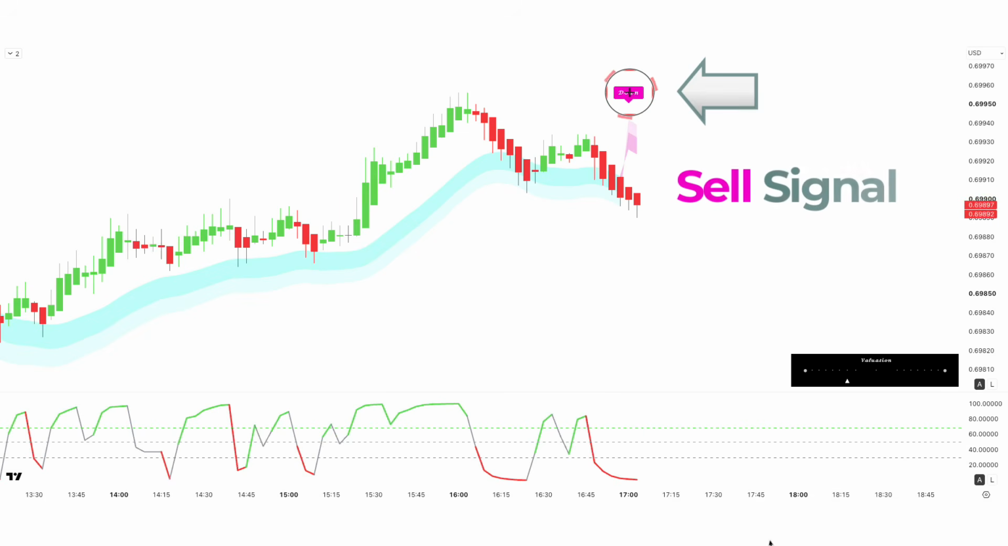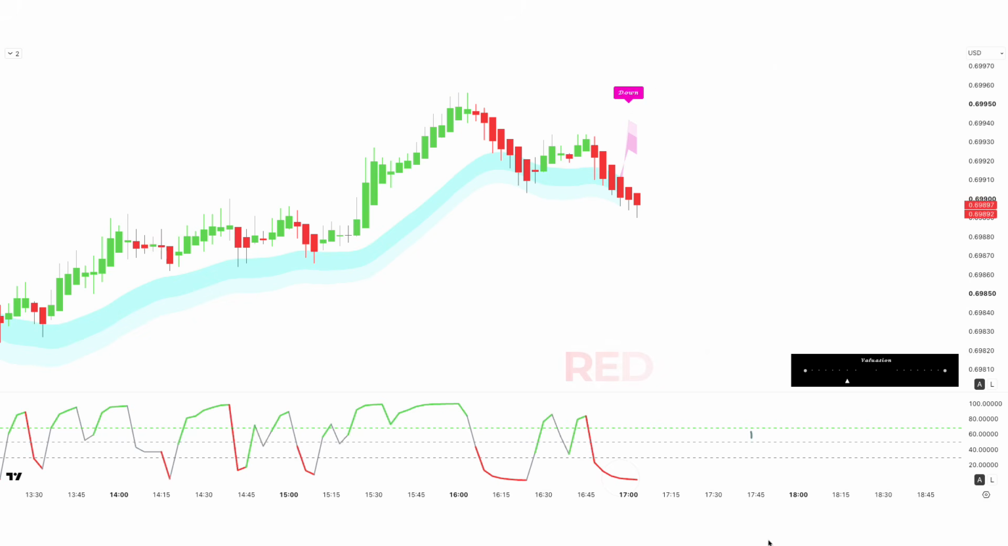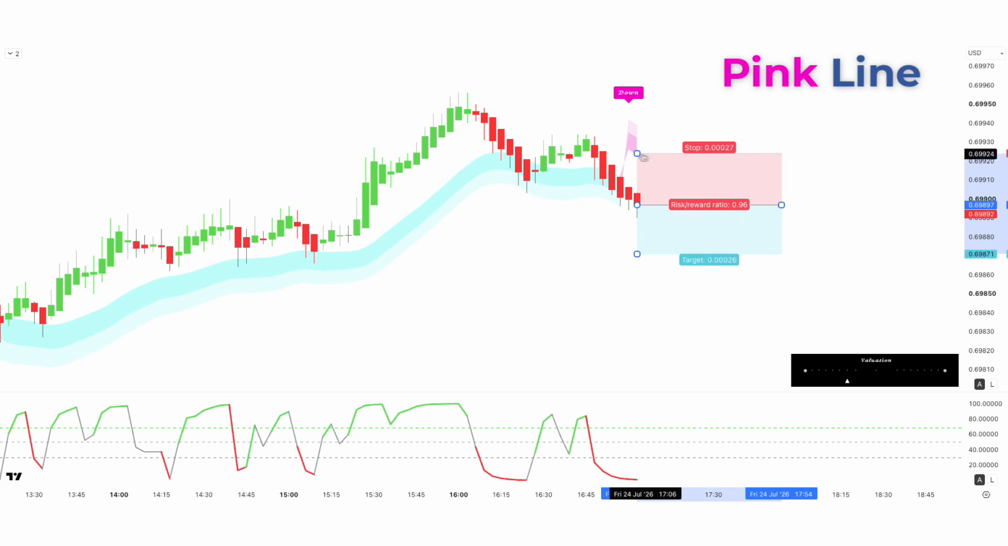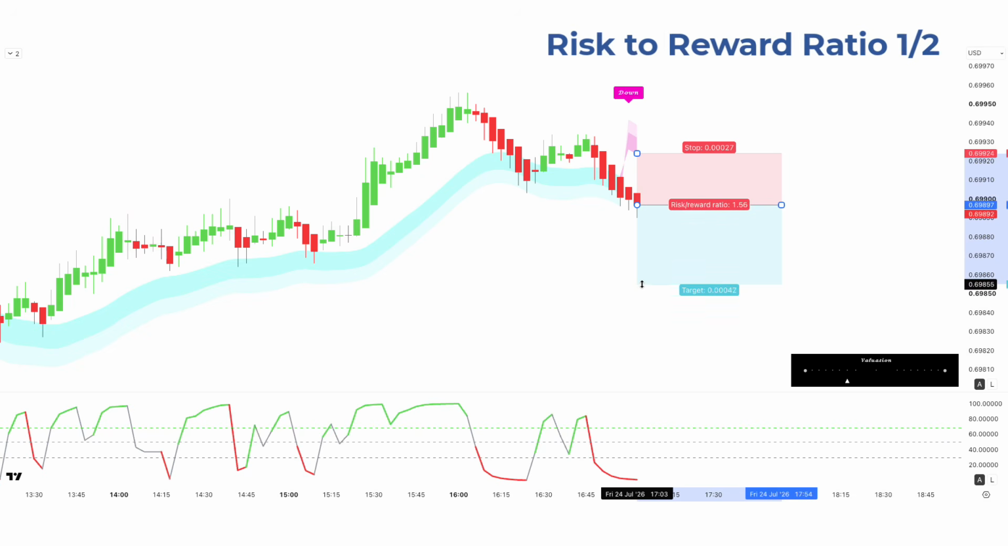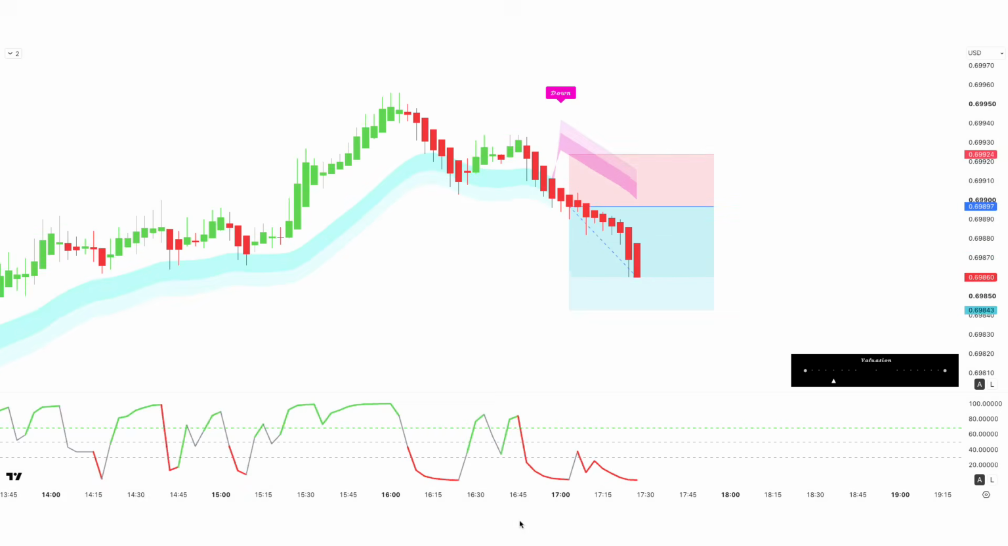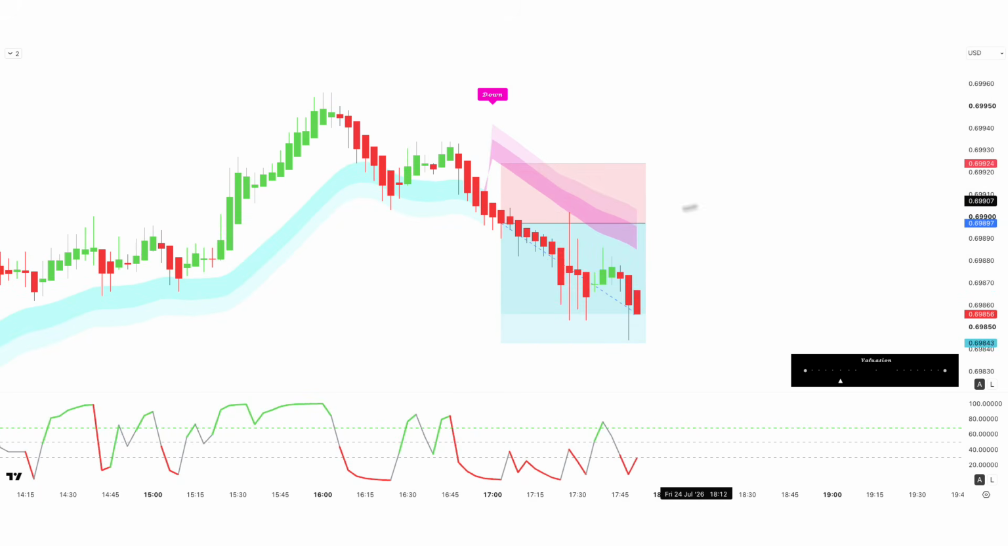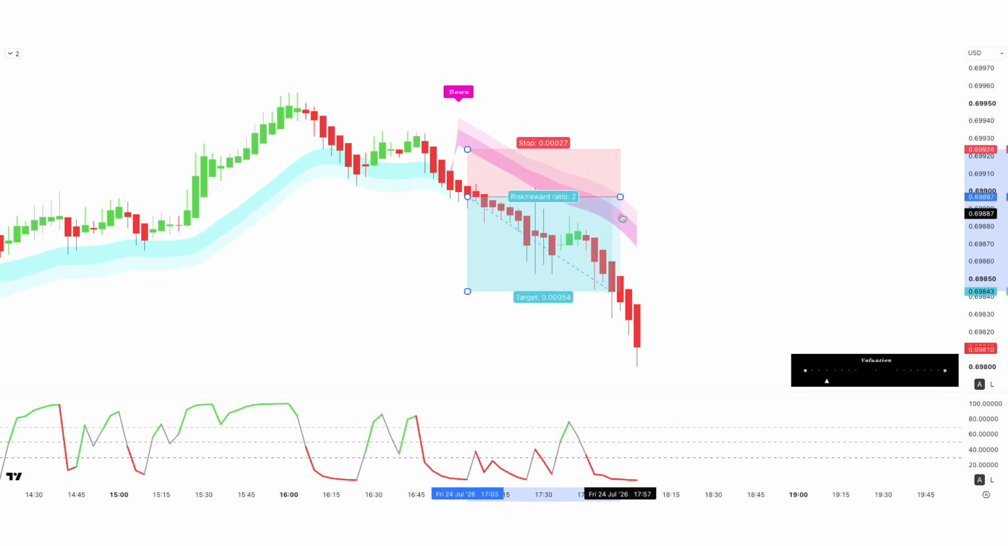When the Uptrick Adaptive Trend Trail label down shows a sell signal, the red line of Divergence Hunter should be below the zero line, and the market forms a bearish candle. If these conditions are fulfilled, then we will place a sell order. Our stop loss is to be placed at the pink color area, and the risk to reward ratio will be 1:2. The market has completely hit the target.